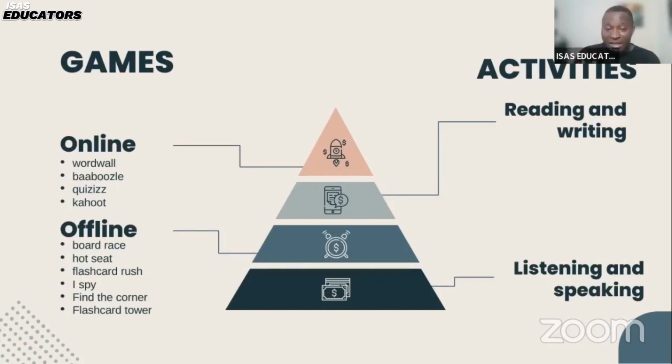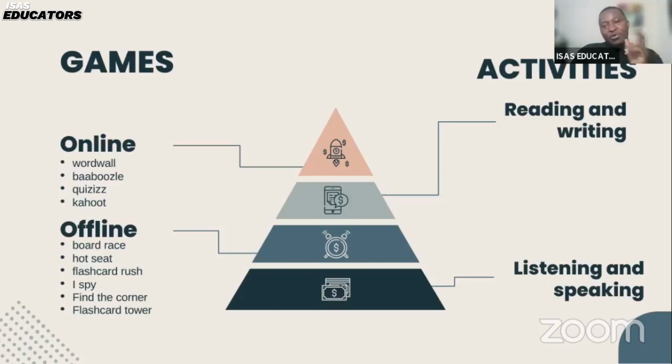We have hot seat. Normally people call it back to the board. Two or three students from each team sit in front. You write the word at the back. The other students use actions to tell them the word, and then they mention the word. That is what we call the hot seat.